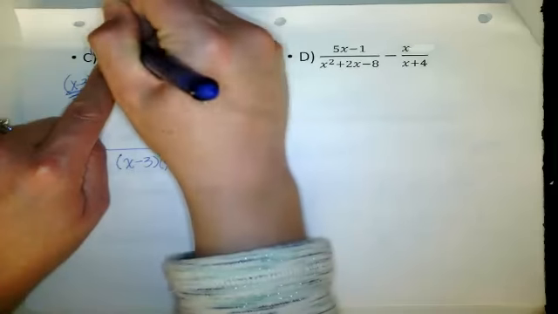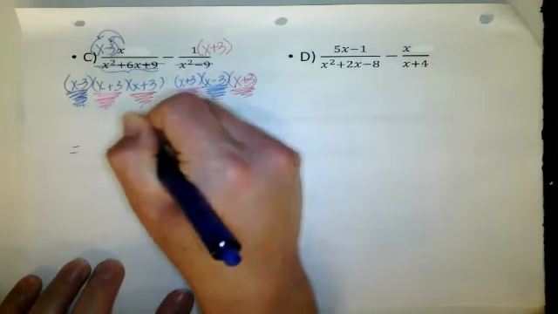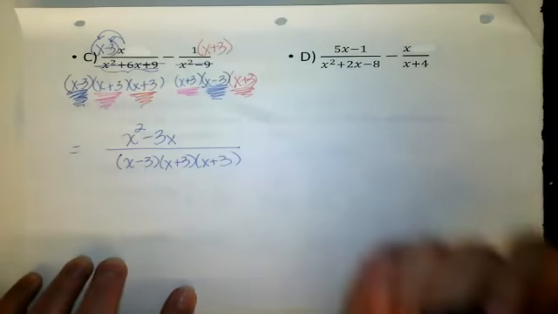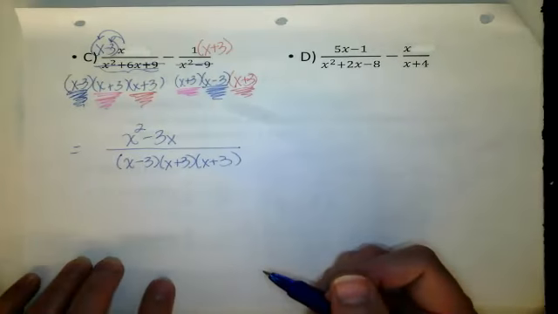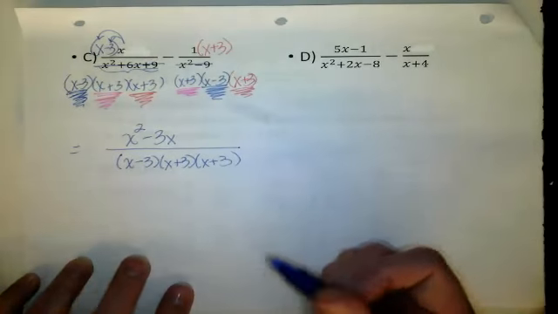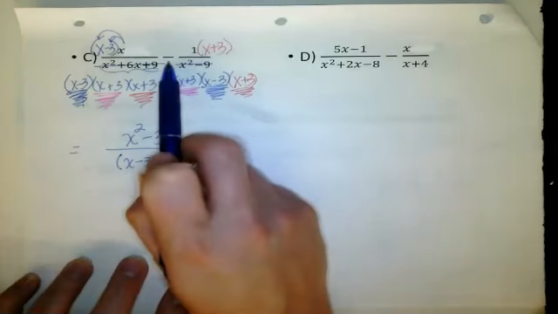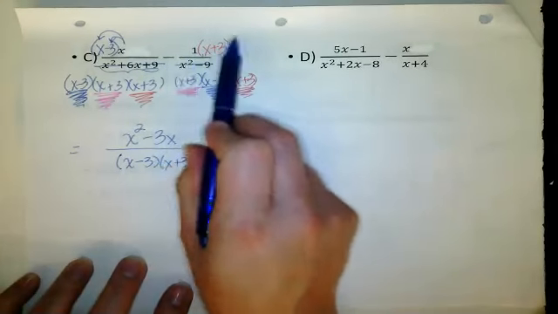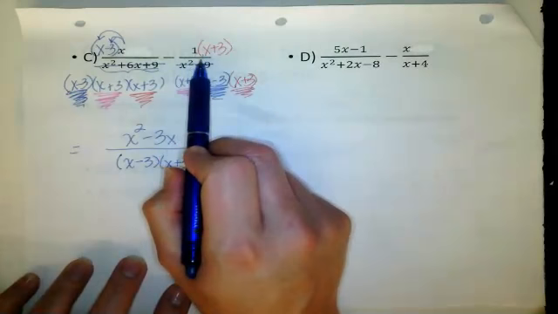Distribute. Yes, it's x times x. X times x is x squared. X times negative 3 is negative 3x. You need to distribute. It is a product. You got to multiply everything. Now, here's the tricky part. This is subtraction. What do we need to do with this second numerator?